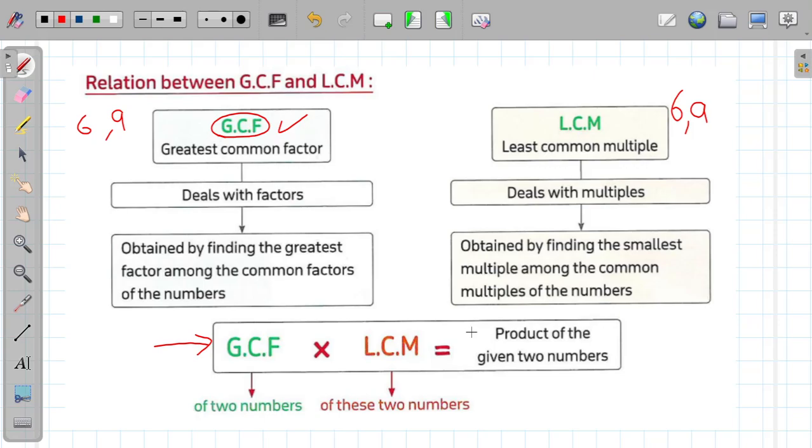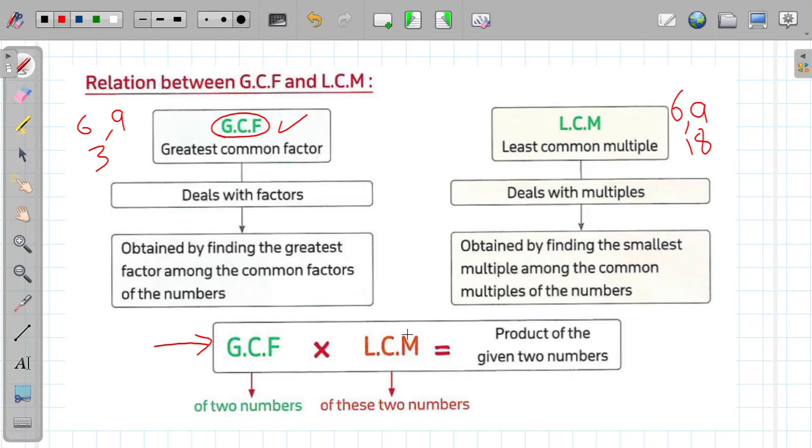The greatest common factor and the least common multiple of two numbers, if we multiply them, we will get the product of the given two numbers. So if I have an example like this, the greatest common factor between 6 and 9 is 3, because 3 is a factor of 6 and a factor of 9, and this is the greatest common factor of the two numbers. And here the least common multiple is 18, because 18 is in the table of 9 and the table of 6.